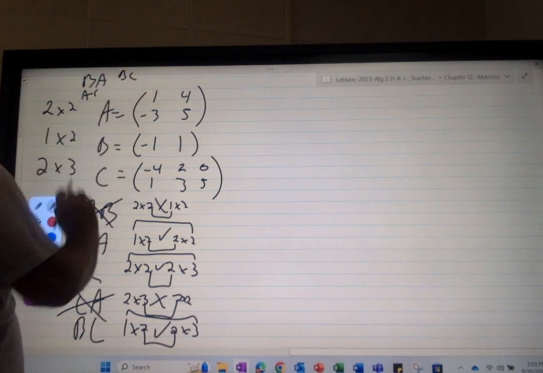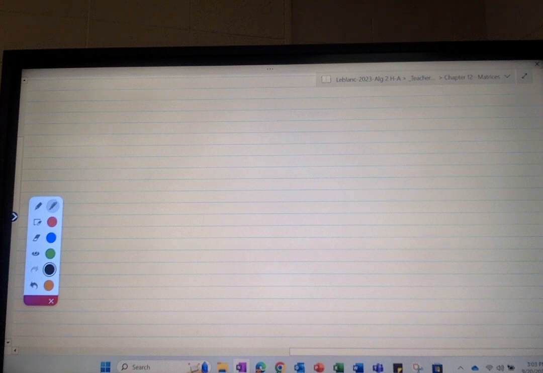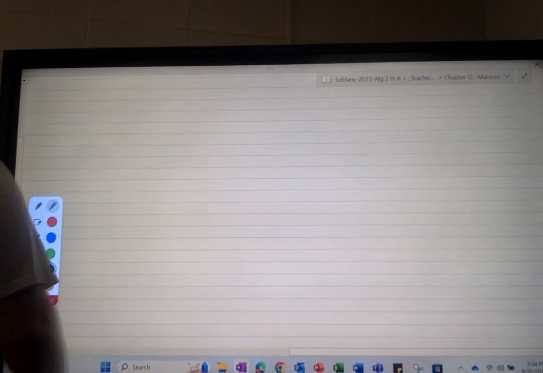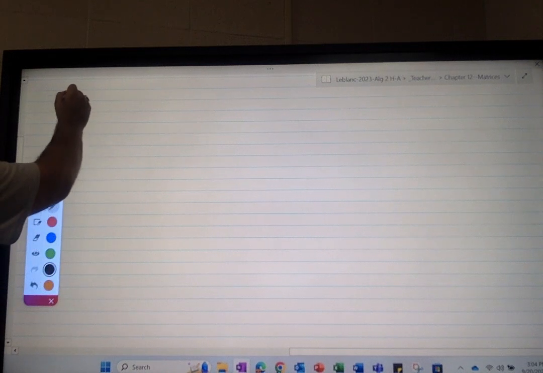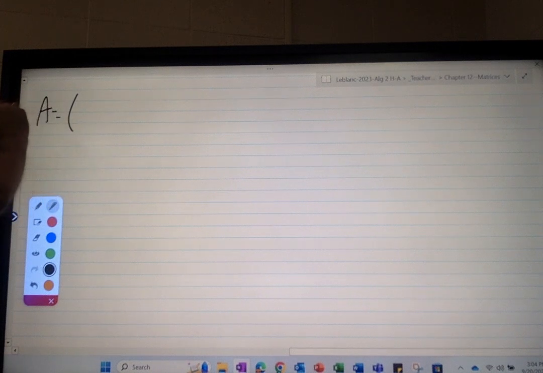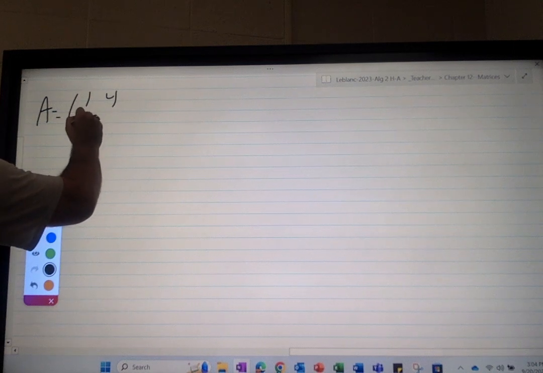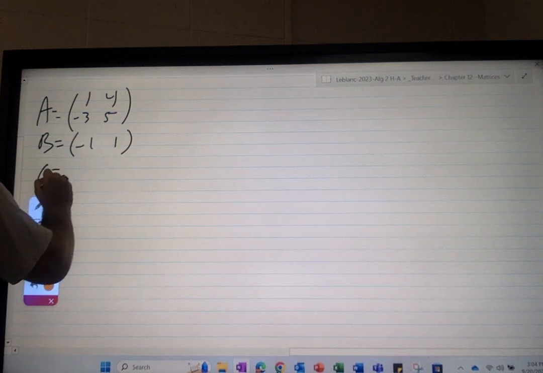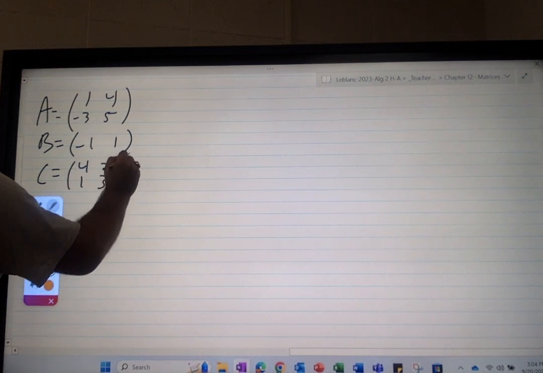So BC. All right, so now that I know which matrices I can work with, then I'll go ahead and multiply them out. Let's see, what are my matrices again? A was 1, 4, negative 3, 5. B was negative 1, 1. C was 4, 2, 0, 1, 3, 5.